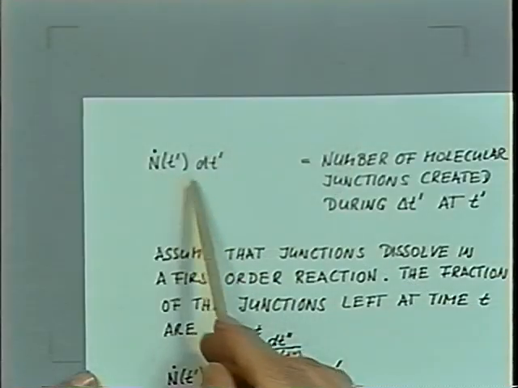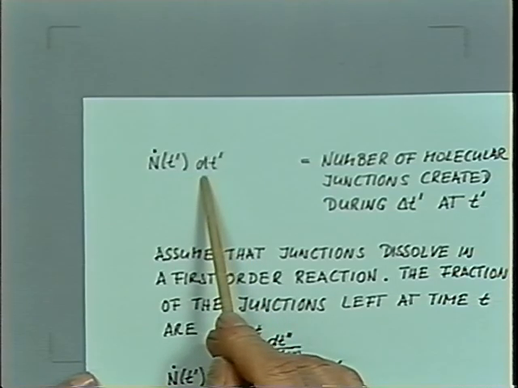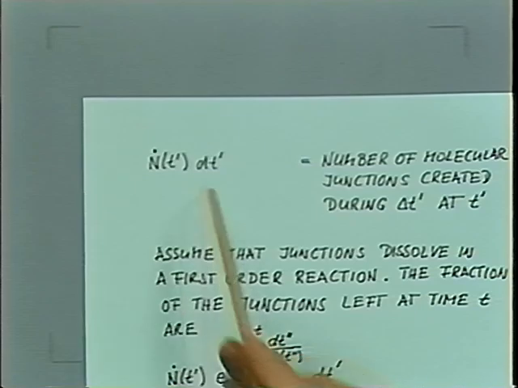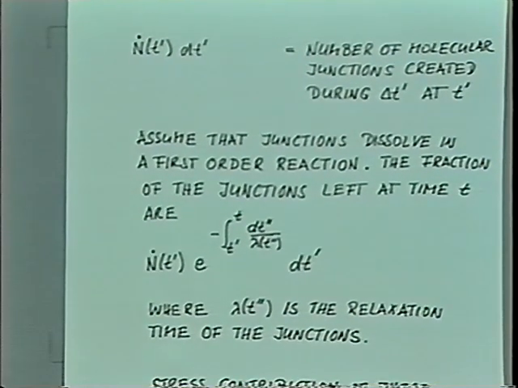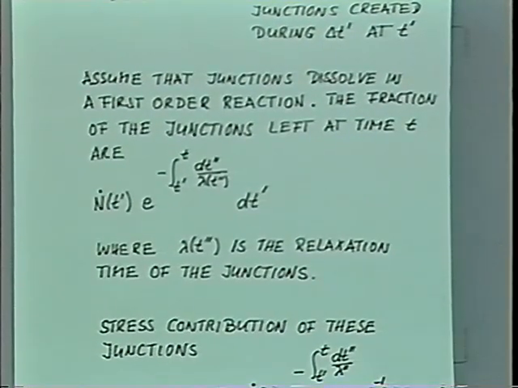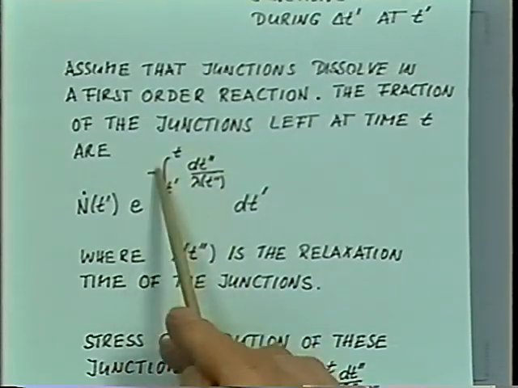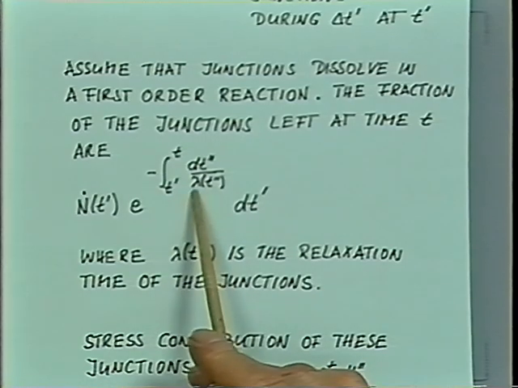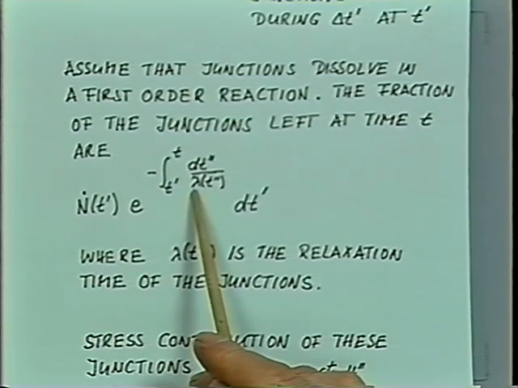The number of junctions generated at this short time interval delta t prime at t prime is the rate of junction generation, n dot, multiplied with the time interval delta t. So that's the number of junctions generated at that time. Those junctions from here on will start falling apart. The assumption is that they fall apart in a first order reaction. So they are decaying in an exponential function, like here. Lambda is the time constant of the decay process.